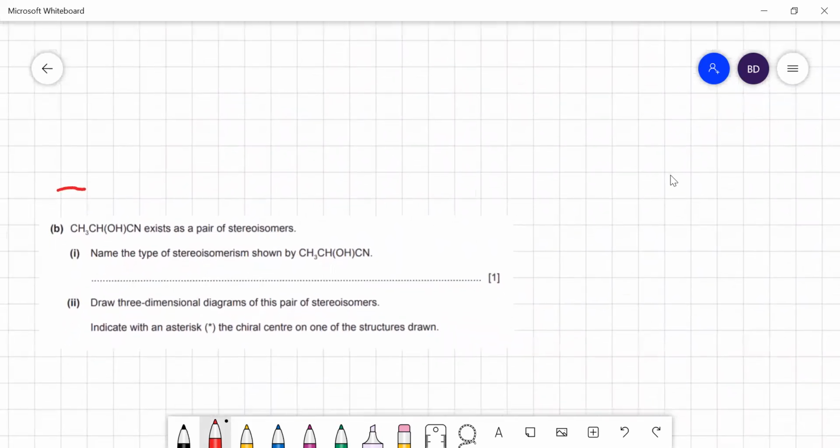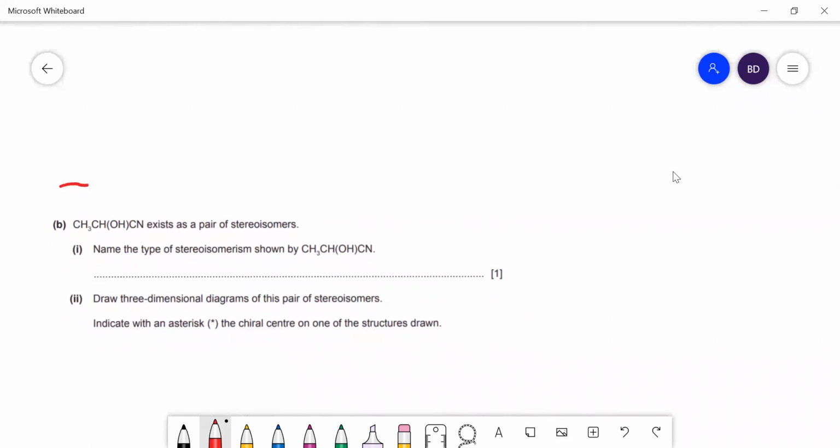Right. So the product 2-hydroxypropane nitrile exists as a pair of stereoisomers. Okay, what kind of stereoisomerism? Well, you can see that this carbon here has got 4 different groups attached to it. I'll draw that out, semi-displayed. This carbon here is asymmetric.